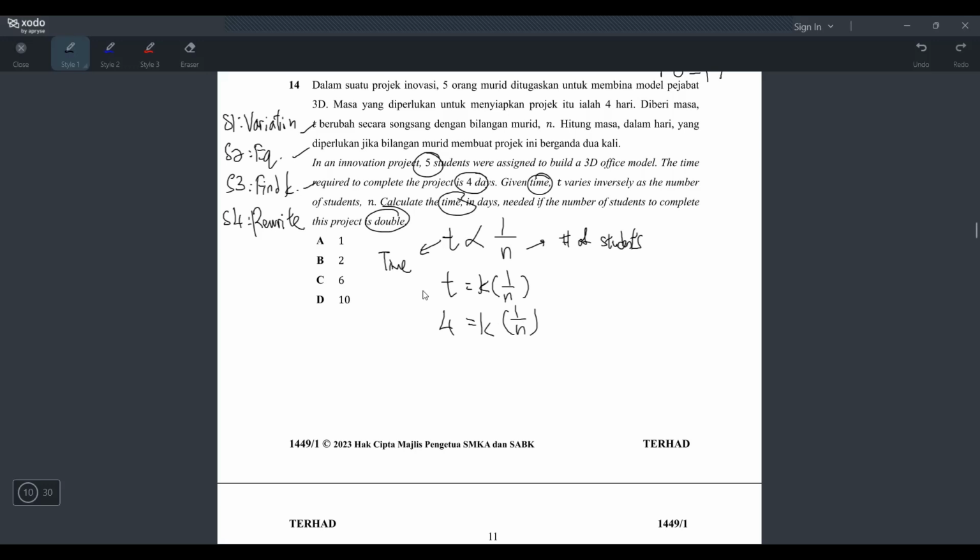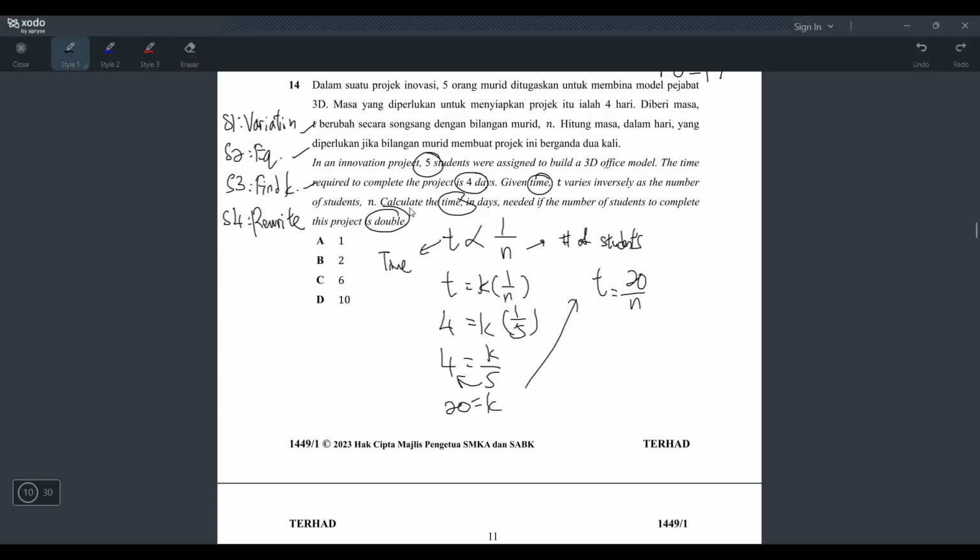Okay, 1 over 5. So how you want to find K here? Okay, actually K times 1 over 5, you can write it like this, K over 5. Because when you take a number and multiply a fraction, you multiply the top. So your K will be 4 times 5, which is 20. So after you get your K, you can rewrite. So it will be T equals K times 1 over N, which is 20 times 1 over N, 20 over N. Because 20 times 1 over N is 20 over N.